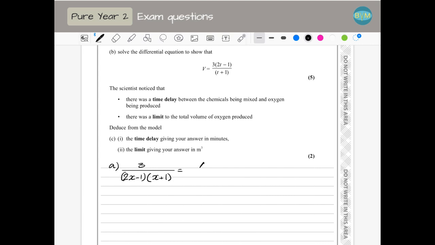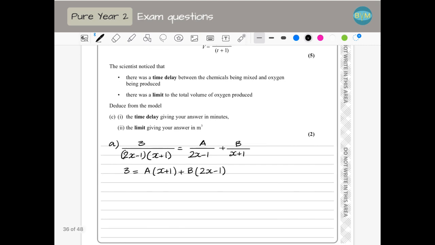So we're going to write A over one of the factors, 2x minus 1 for example, and B over the other one, x plus 1. I'm going to compare numerators, so 3 is equal to A times the second factor, x plus 1, plus B times the first factor. I'm going to use substitution, so I'm going to find what x makes this 0, which is minus 1.